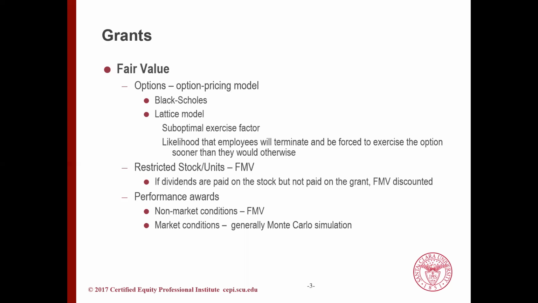Many different lattice models exist, such as binomial or trinomial, and lattice models use two additional inputs versus a Black-Scholes model. One is the suboptimal exercise factor, which is the ratio by which a stock price must increase before employees are expected to exercise, which is suboptimal since employees won't wait until the very last day of the option term. And second, lattice models also take into account the likelihood that an employee will exercise earlier due to termination or some other reason. And because of these additional input factors, lattice models will usually give you a different overall fair value versus a Black-Scholes model.